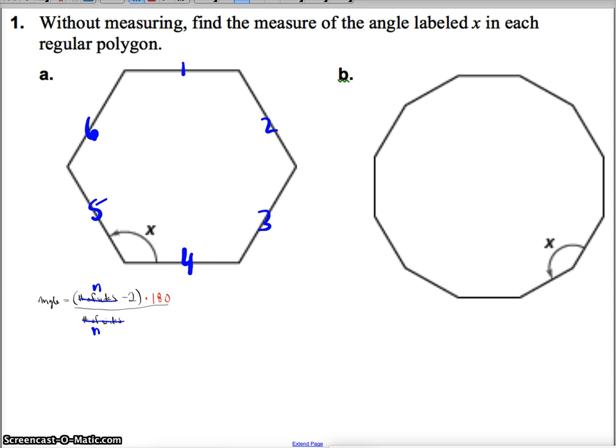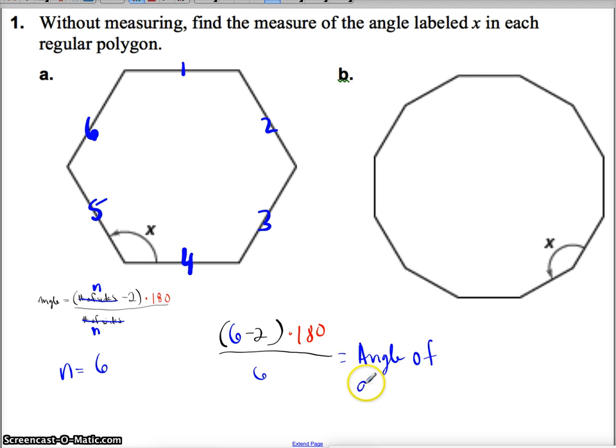The number of sides, in this case, the n value, is equal to 6 because there's 6 sides. So I'm going to have 6 minus 2 times 180, that one stays the same all the time, times 180 divided by 6. N minus 2 times 180 divided by n, and that's going to equal the interior angle of a regular polygon.